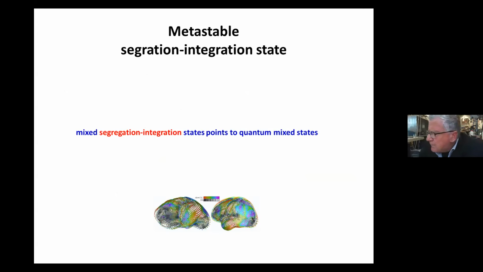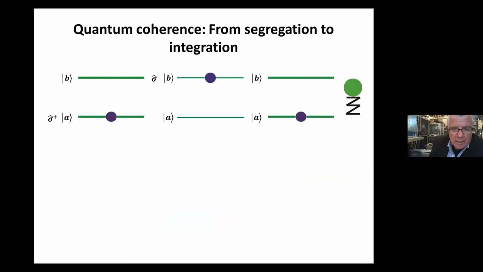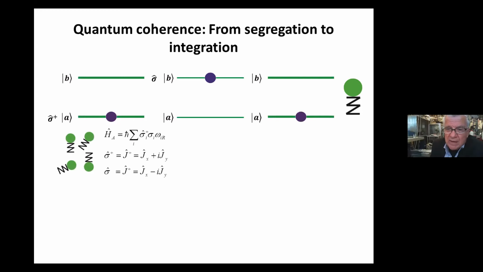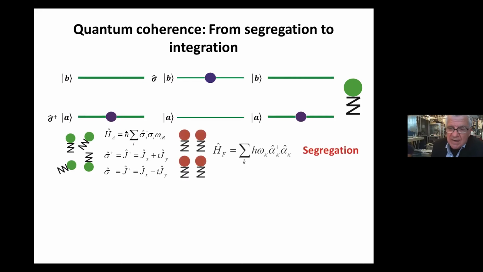Therefore, mixed segregation-integration states point to quantum mixed states. The important segregation-integration process is also viewed in a quantum analog by using the second quantization picture. The active sites are represented as two-level systems, where the creation and annihilation operators raise a lower state to an excited one and lower the excited state. The active sites are represented as collections of non-interactive uncorrelated oscillators. In a non-interactive picture, the total Hamiltonian of the system is the sum of the individual Hamiltonians. Similarly, the electromagnetic radiation is represented as a collection of individual oscillators where the operators have the usual meaning.